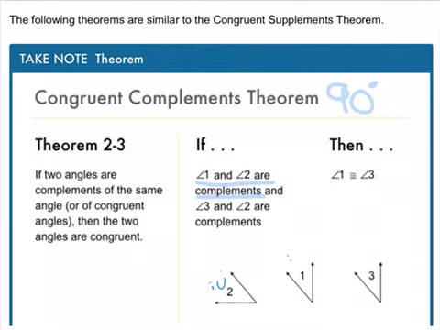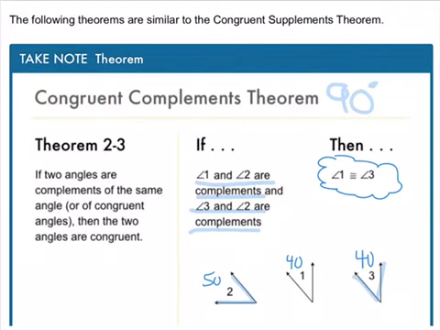And actually, let's change this. Let's make angle 2 50, angle 1 would be 40. That adds up to 90. And then they go on to say, well, if 3 and 2 are complements, so now look at 2 and 3. If 2 was 50, 3 would be 40. Therefore, you're getting that 1 is congruent to 3.